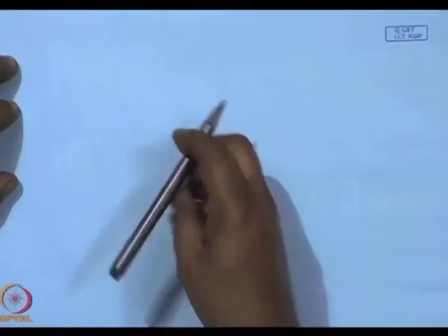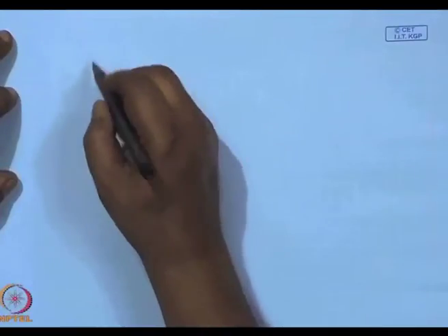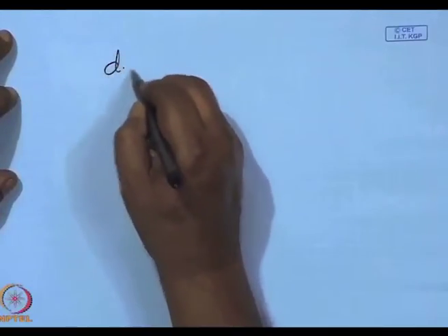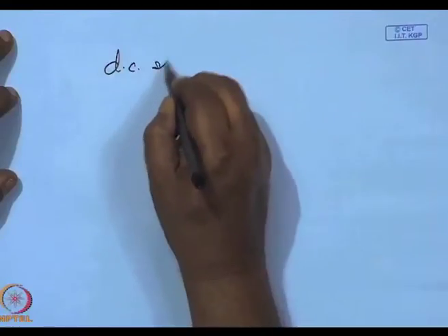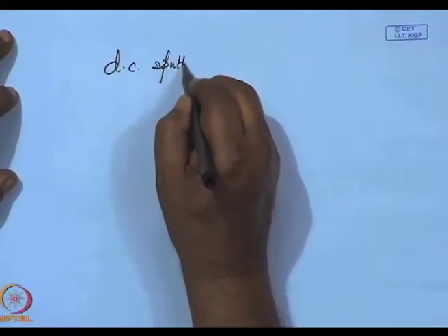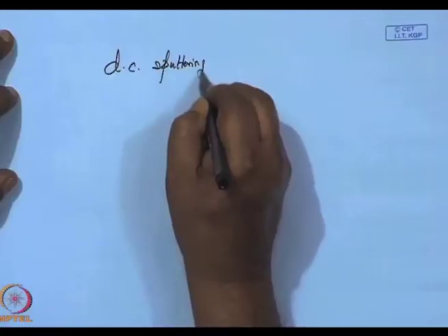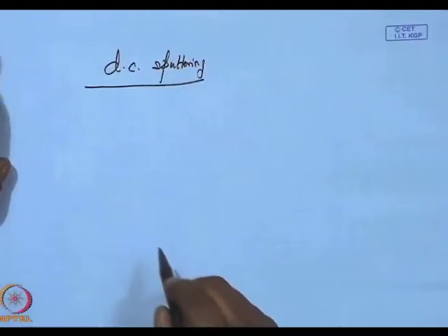What is then done is, we have to find out how can we do it. And the process used is DC sputtering. It is nothing, very easy. Your tube light works on this principle. How does your tube light work?